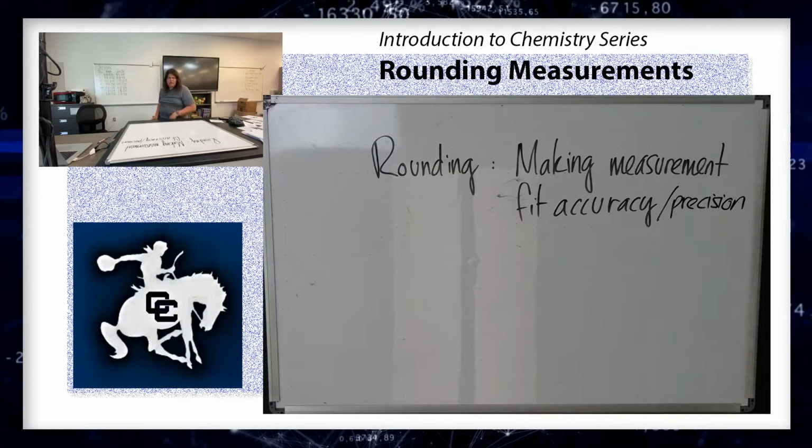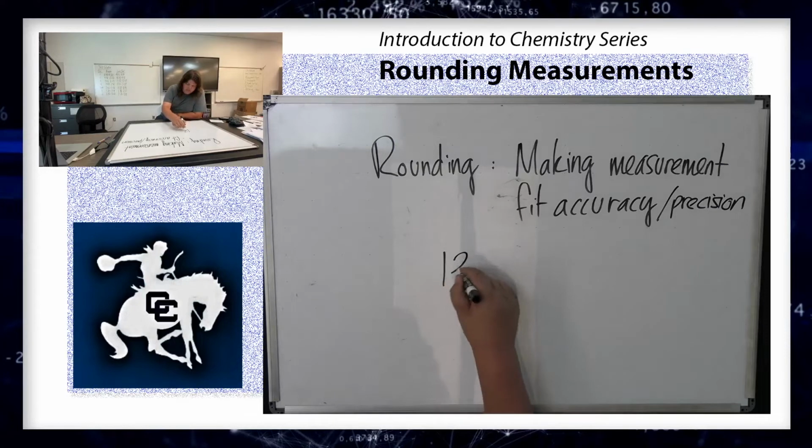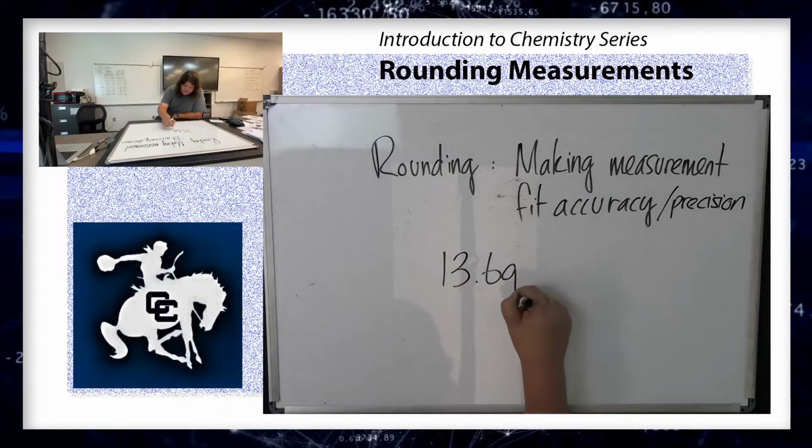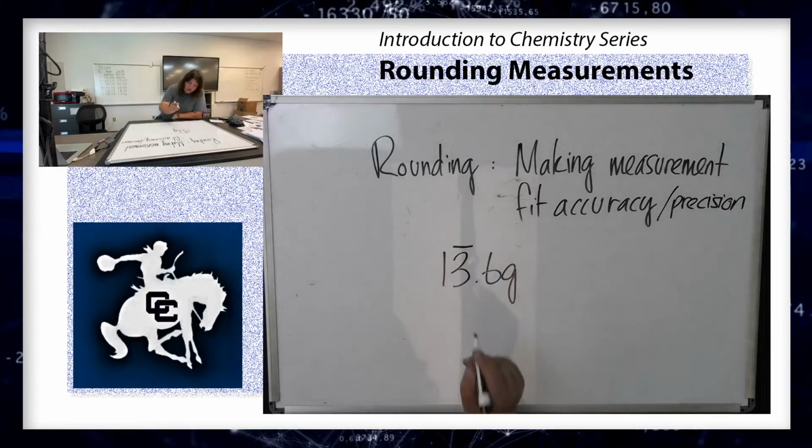The process of rounding in science is to make a measurement fit a desired accuracy and or precision based on a lab environment or a real measurement system. For example, if I have a mass of 13.6 grams, if I want to round that mass to say the ones place, we might call that two significant figures, or 0 places after the decimal.